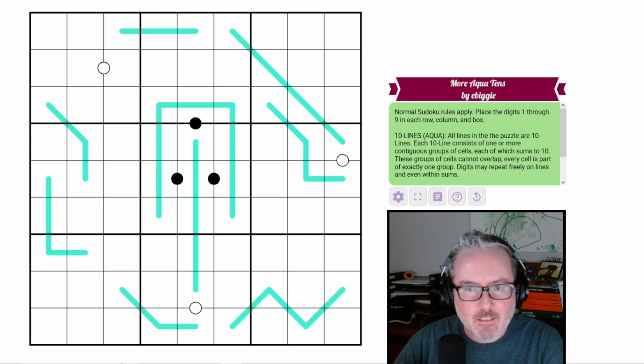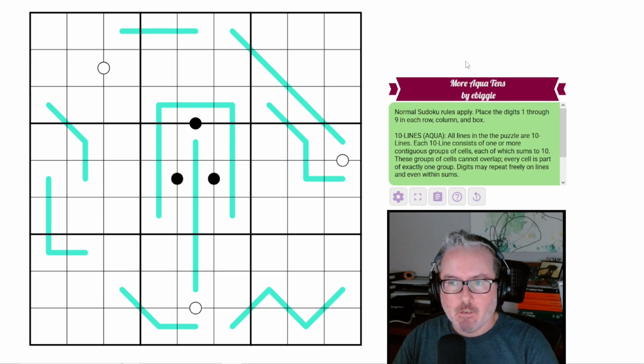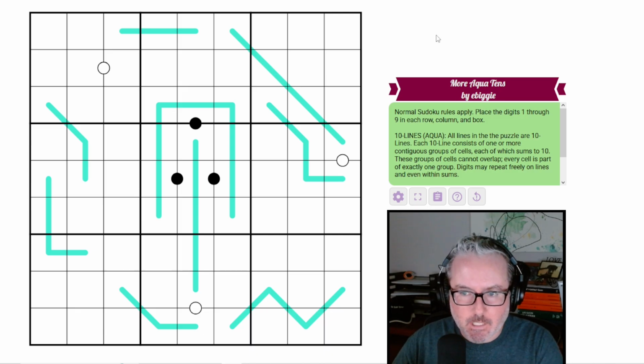Today we have a good looking puzzle in front of us. It's called More Aqua Tens by ebiggie. I'm assuming there was another Aqua Tens puzzle that ebiggie has done. I hadn't seen it, but we're going to give this one a look-see.